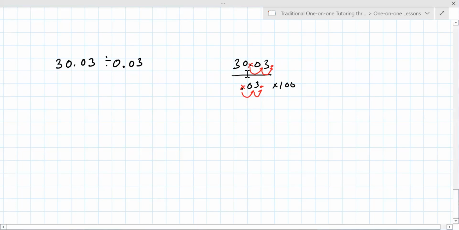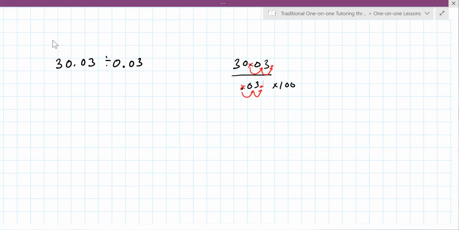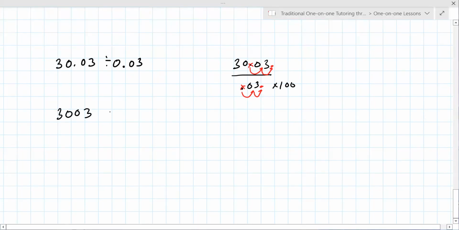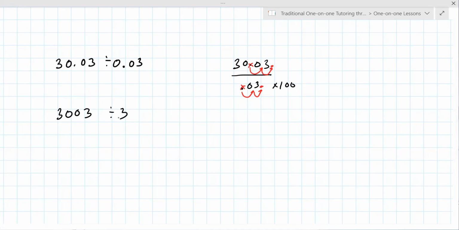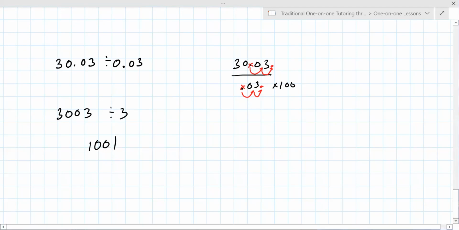So to me, it's 3003 divided by 3. Mm-hmm. Is that what you meant? I heard something slightly different. Okay. So go ahead and give that a try, please. Okay, it's 1001. I agree, it's 1001. Very good. Okay, let's try another one here.